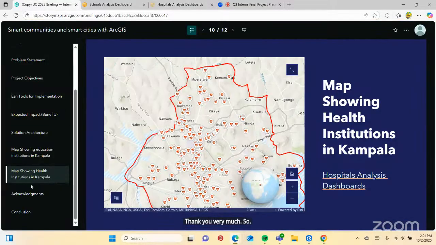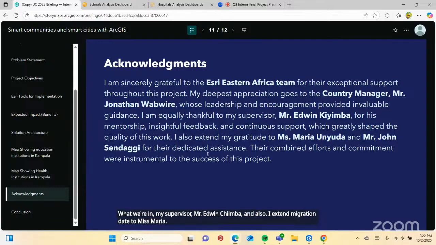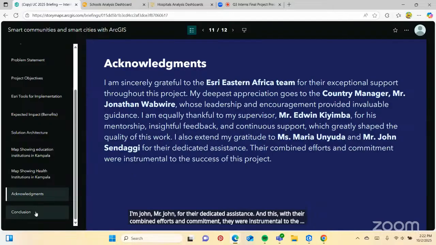So from that, I would like to acknowledge and appreciate, with a sincere and very grateful heart, the Esri Eastern Africa team for their exceptional support throughout this project. And also my great appreciation goes to our country manager, Mr. Jonathan Wabwire, my supervisor, Mr. Edwin Chiimba, and also I extend my gratitude to Miss Maria and Mr. John for their dedicated assistance. With their combined efforts and commitment, they were instrumental to the success of this project.